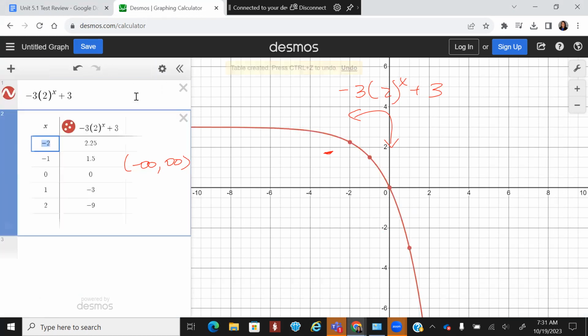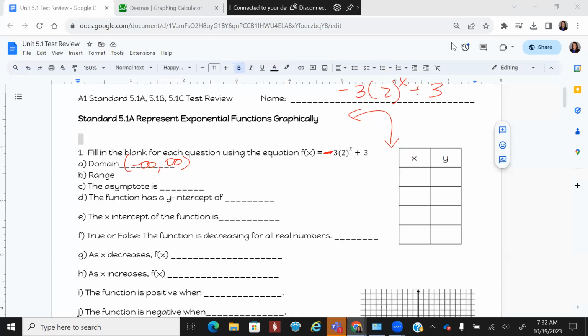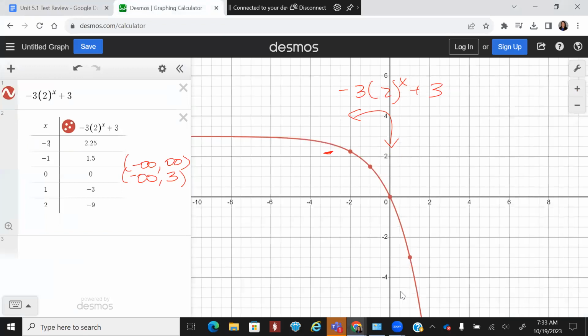I can pull up the table, and I can fill this table in on my paper. So if you don't have that table filled in, take a moment and write this down. So the range is going to be from negative infinity to 3. Because if we look at our graph, our y values go from down here all the way up to 3. 3 is our asymptote.